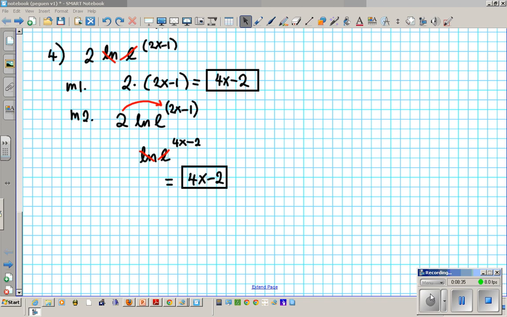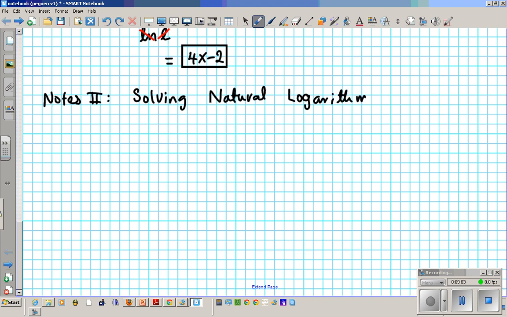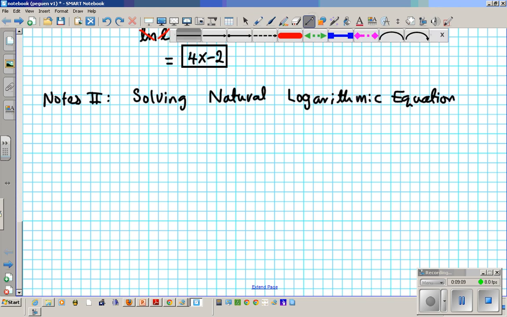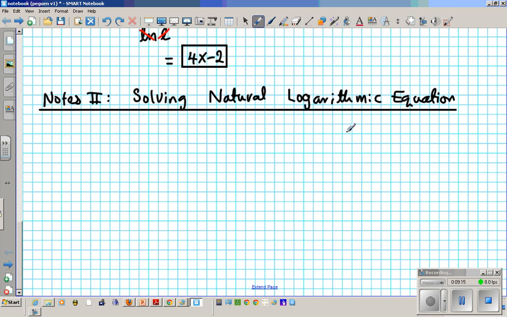Alright, welcome back, students. Now we're going to do some more notes on solving natural logarithmic equations. So write this down. Notes 2. Solving natural logarithmic equations. Okay, so in this one, we're going to learn how to use that inverse of the logarithm to basically eliminate logarithms, or to use logarithms to eliminate its inverse, which is e. So, solve.